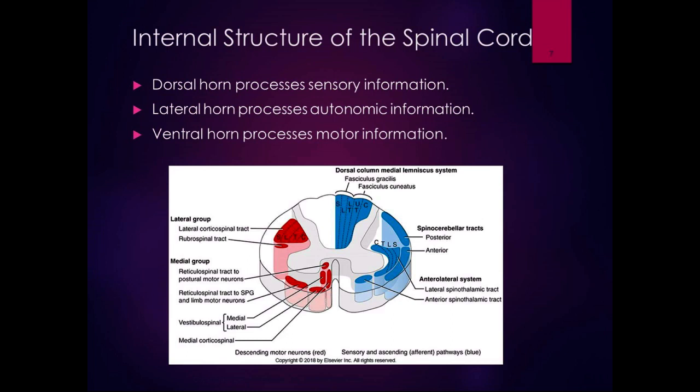So really the dorsal and lateral tracts of white matter contain sensory information. So in this picture, they are painted blue. And then the lateral and anterior white matter consists of motor tracts, and in this picture, they're red.